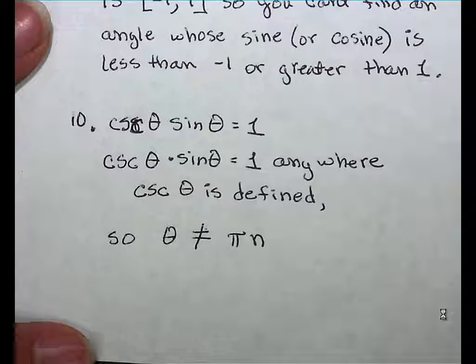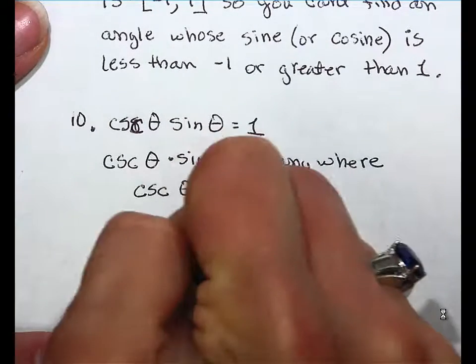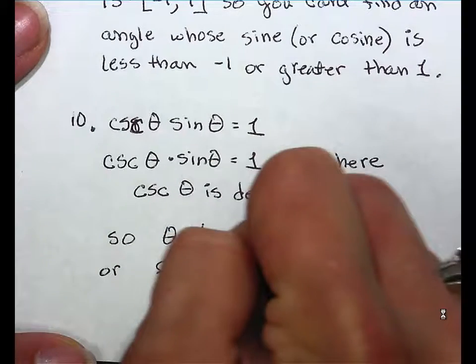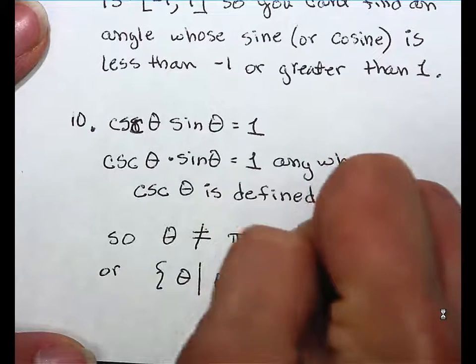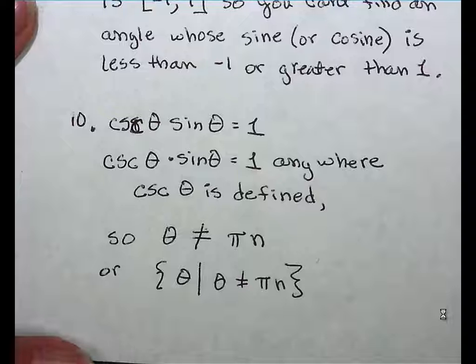Now when you look in the back, they're going to have that written in big fancy set notation. I don't care about the big fancy set notation, I just want to show you what it looks like. The set of all thetas such that theta is not equal to pi n. All the angles such that theta isn't a whole pi. Everywhere else on the unit circle, and infinitely many revolutions of the unit circle, that would be true.